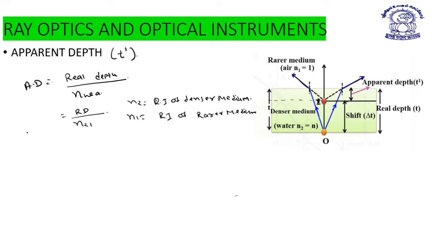So we can write shift delta T is equal to real depth minus apparent depth, that is T minus T dash, that is 1 minus 1 upon N into T.